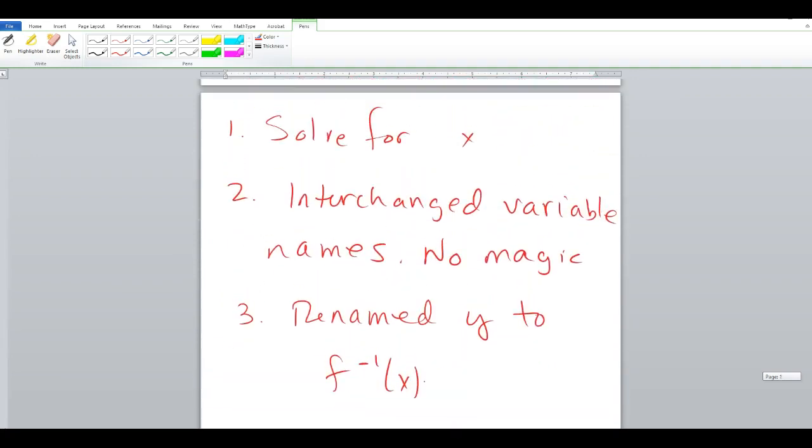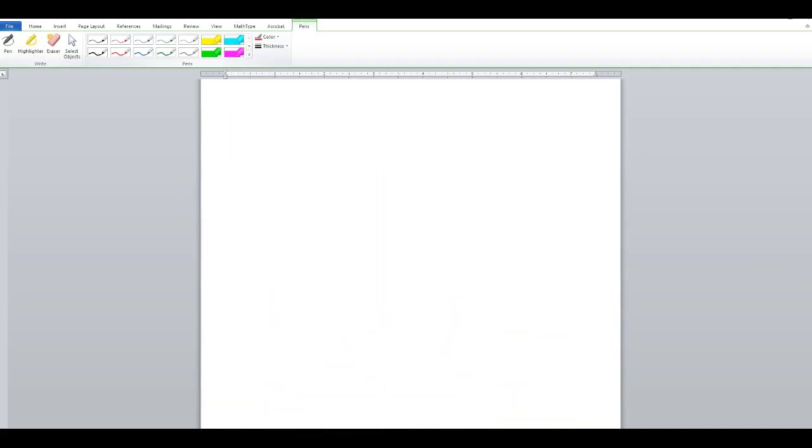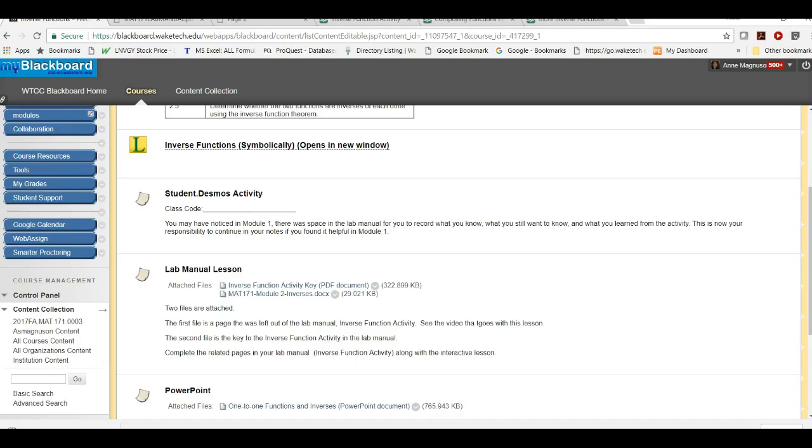So this is what we did. We solved for x. We interchanged the variable names, so we just renamed y x. There's no magic there. We did that solely for the purpose of reversing the x and y coordinates. And then we renamed y to f inverse of x. That's how we find the inverse function algebraically.